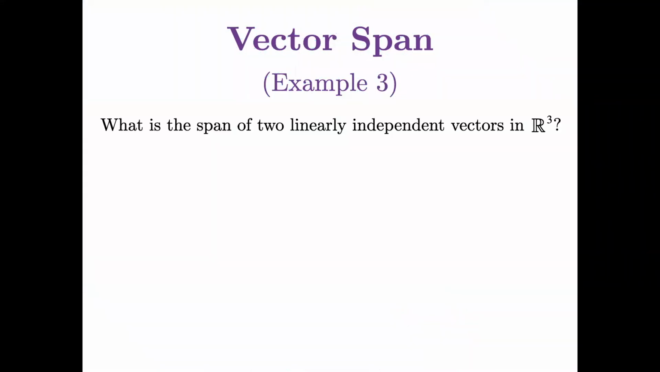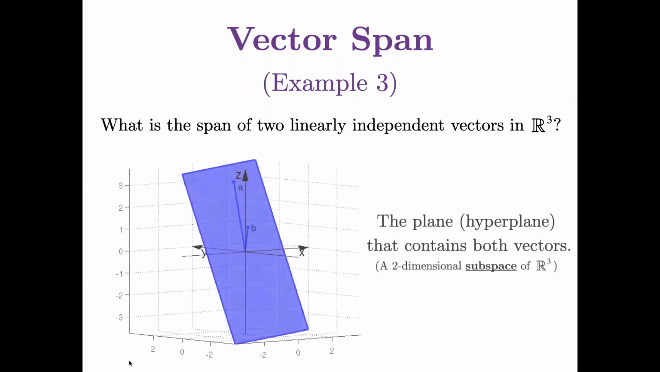Now, let's look at one more example. What's the span of two linearly independent vectors in R3? Well, if you think about yourself in space and you think about yourself holding up two pens that are not pointing in the same direction, you are looking at the same exact situation we were just in, where those two pens, maybe A and B, will form as a span a plane inside that three-dimensional world we live in. And so that plane, it's called a hyperplane, and we'll define that in a minute, is the plane that contains both vectors. That's what's called a two-dimensional subspace of R3.